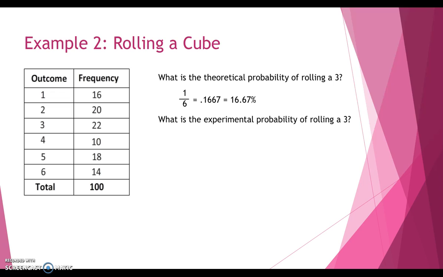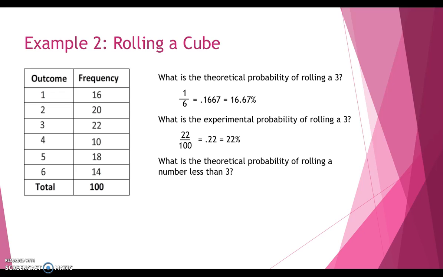What is the experimental probability of rolling a 3? So this is where we're going to use the table to your left. They got a 3 22 out of the 100 times, which is equal to 0.22, which is equal to 22%.